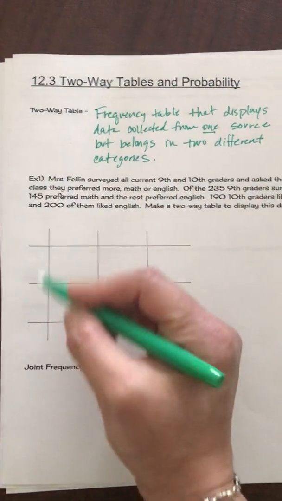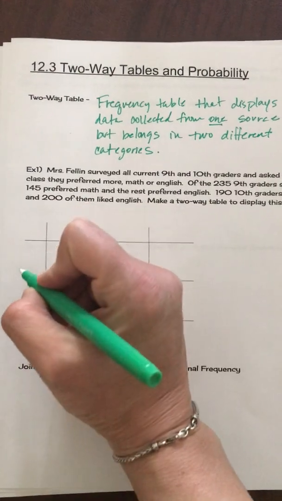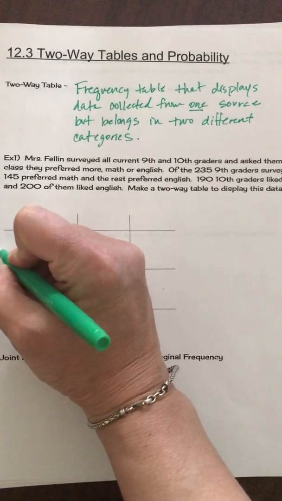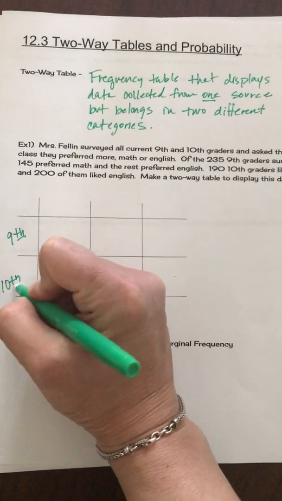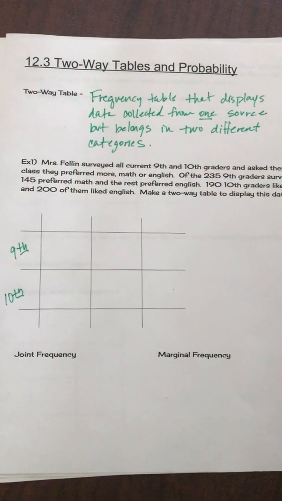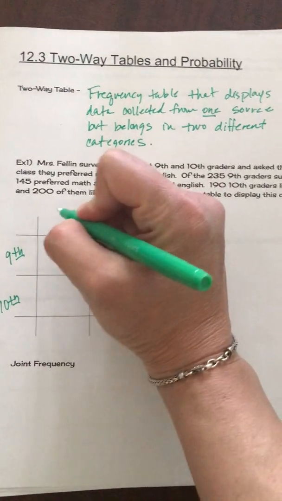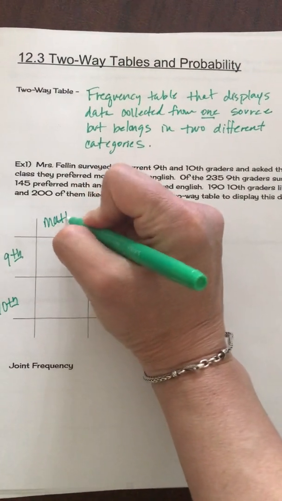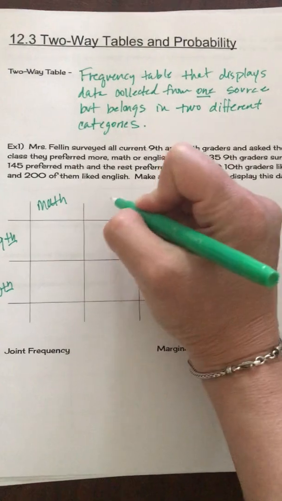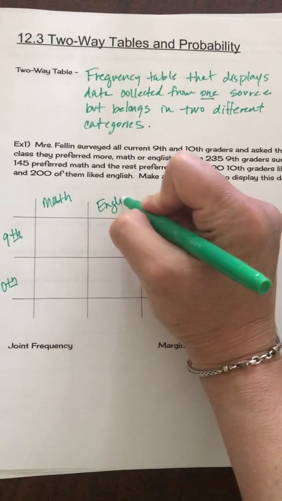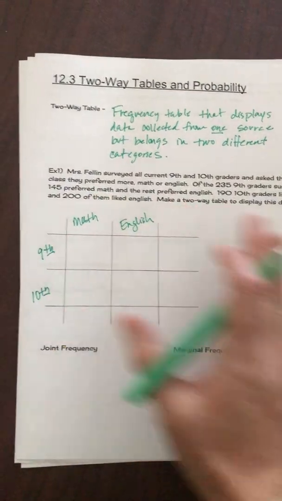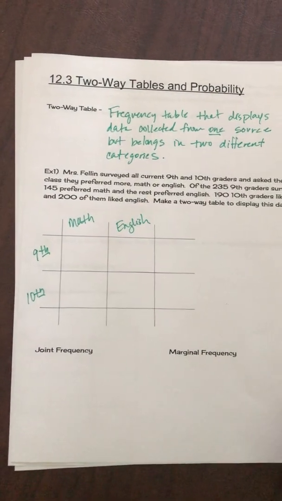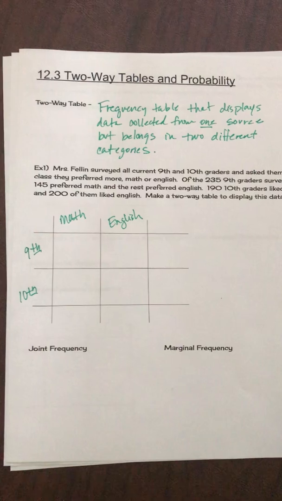All right, so for this, we're going to think about the two things that we're talking about. We're talking about 9th graders and 10th graders, so I'm going to put 9th graders over here and 10th graders over here. Then we're also going to ask them if they like math, which of course everybody likes math, or English. This is how I'm going to collect my data. These are the two things I'm referring to in my table: what grade you're in and what subject you prefer.